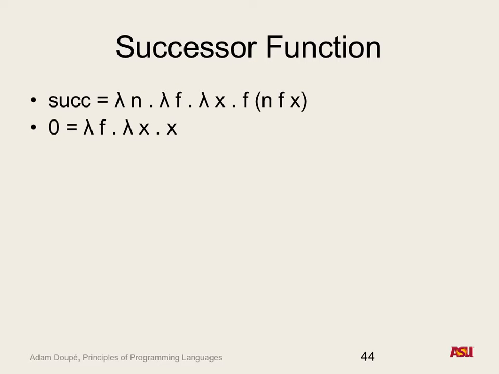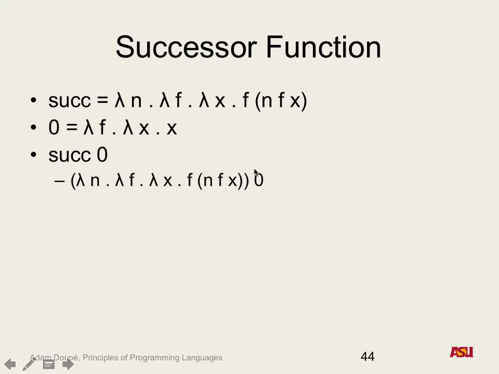So we can walk through this starting with 0. I think that's always good. You want to start with the base case to make sure your base case works. Right? So we have 0, lambda f dot lambda x dot x. So the successor of 0, expanding that out, is 0 lambda n dot lambda f dot lambda x dot f of n of f of x. And so I'm going to substitute in for this body all free n's with 0.